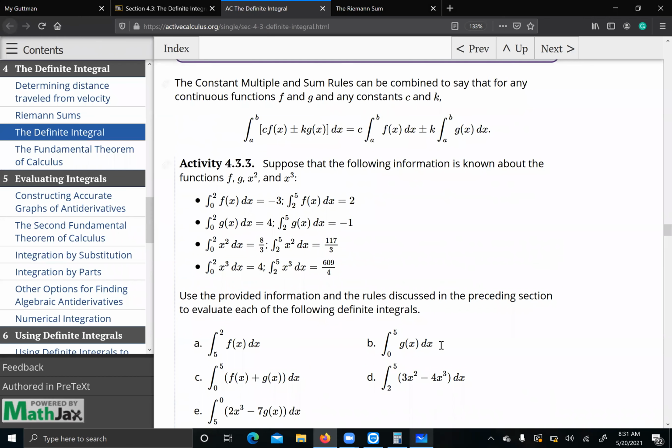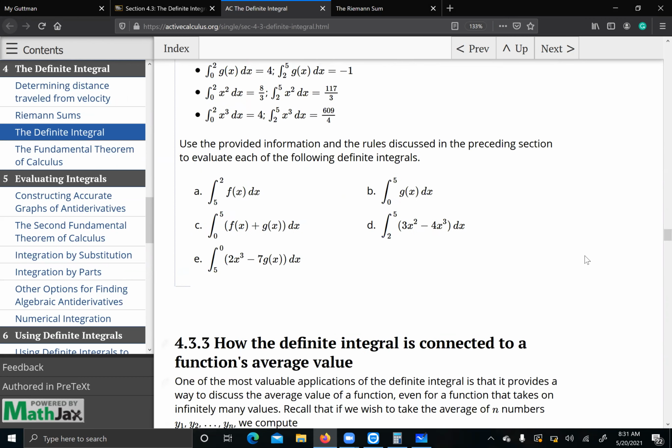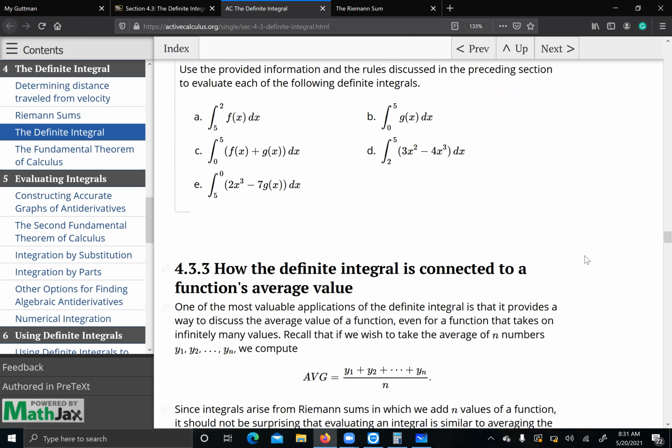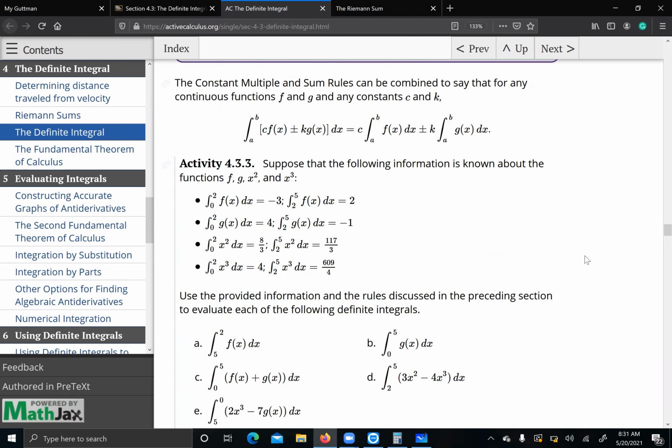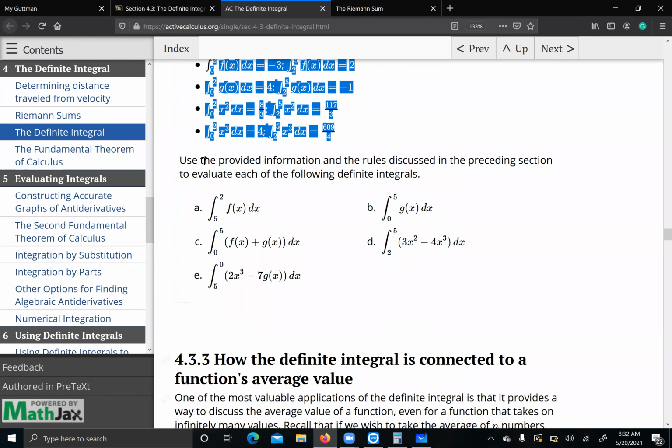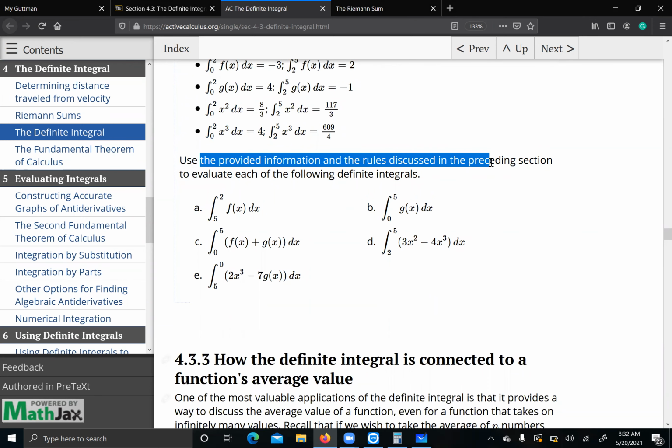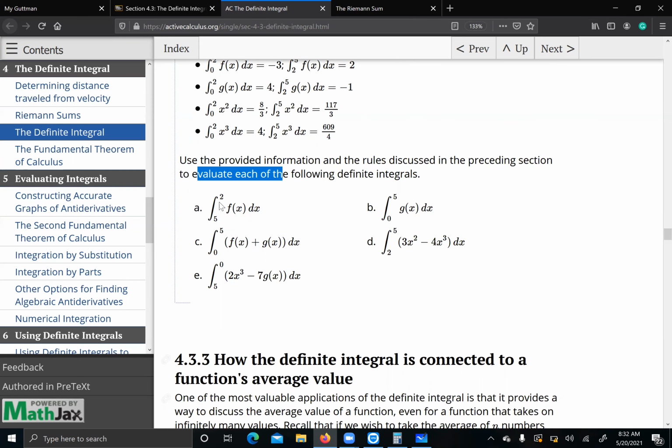So these are the similar properties that we had for derivative. Okay. For example, look at this activity. It says, suppose the following information is known about functions f, g, x squared, and x cubed. Use the provided information and the rules in order to process this integral evaluation.